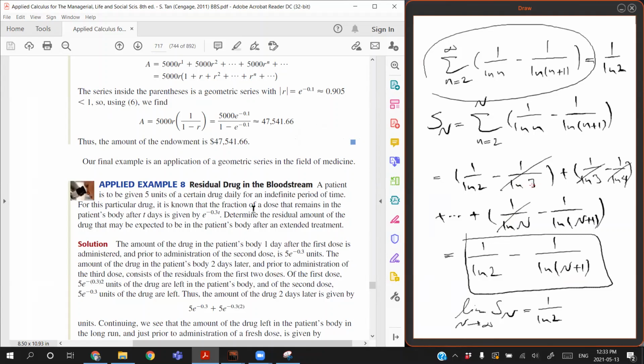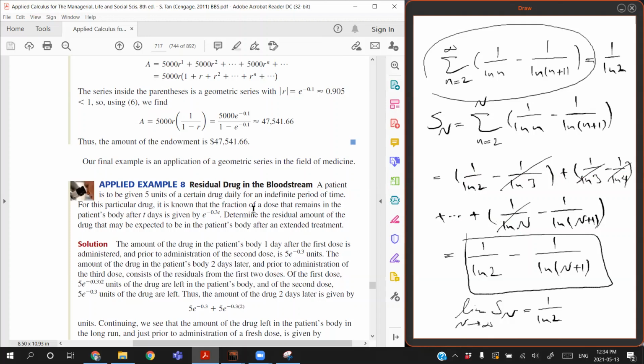Because of the pattern. Look, in the first one, the first term cannot be canceled, but the second term is canceled with the one right after that. Then this one is canceled with the one right after that. That means this one would be canceled with the one right before it. Oh yeah, that makes sense.